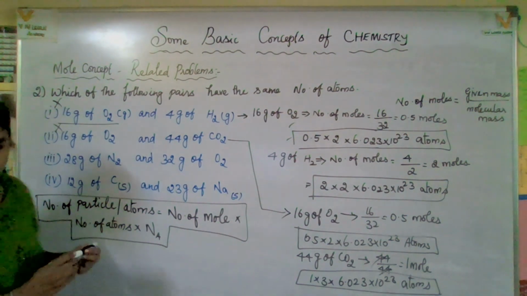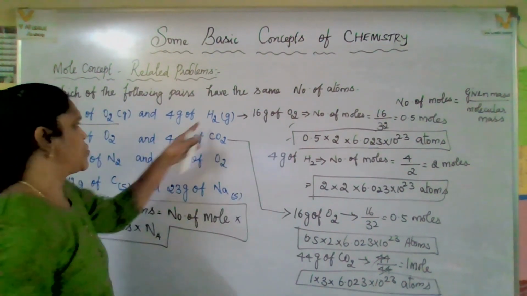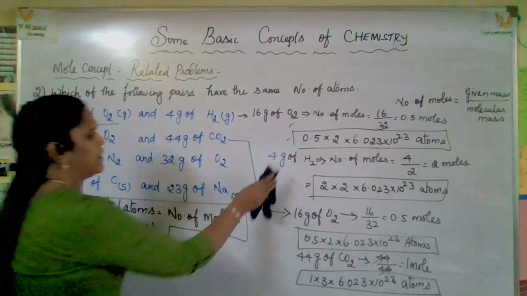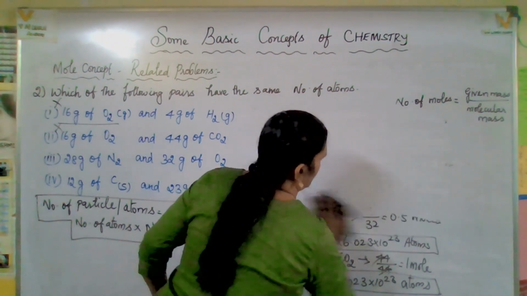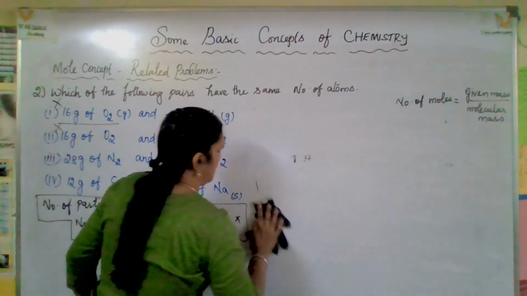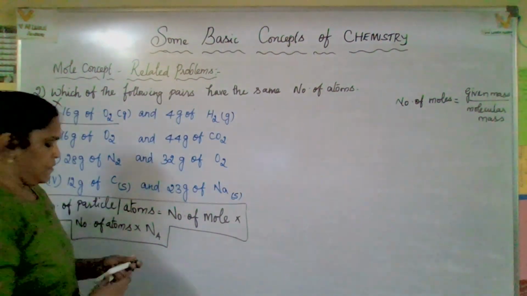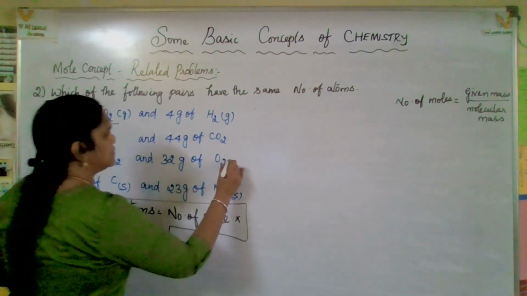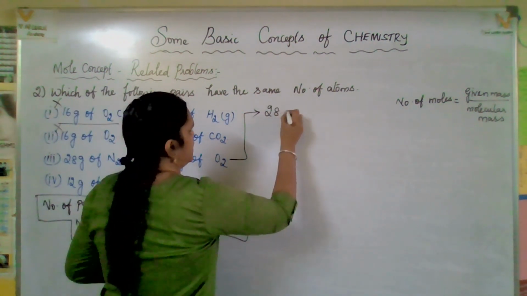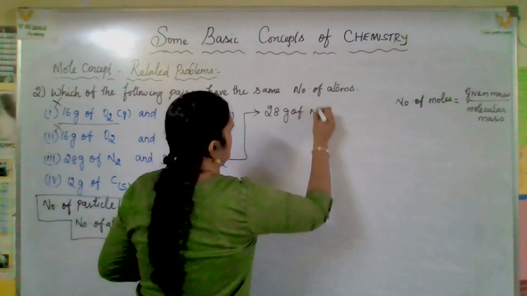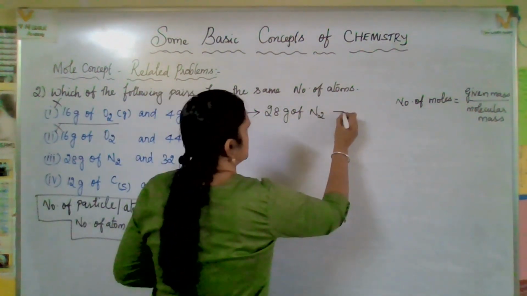Okay, now the third option. Let us wrap this. I hope you got an idea. These two are not the same pair. Okay, now the third and fourth. Let us find out. Third one, 28 gram of nitrogen. Here what is it?